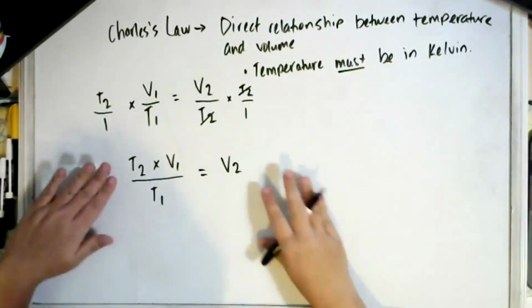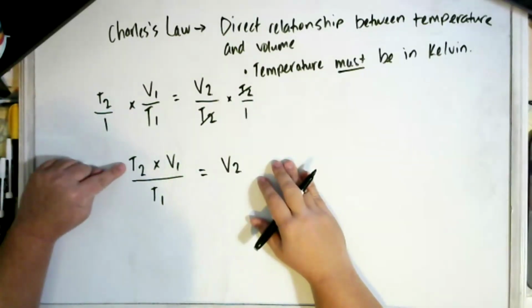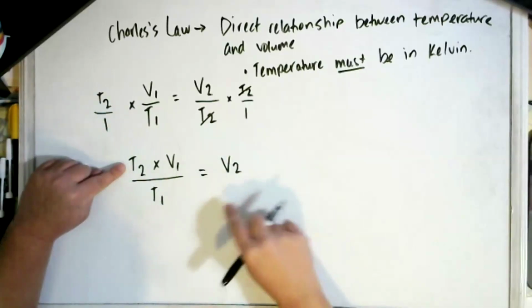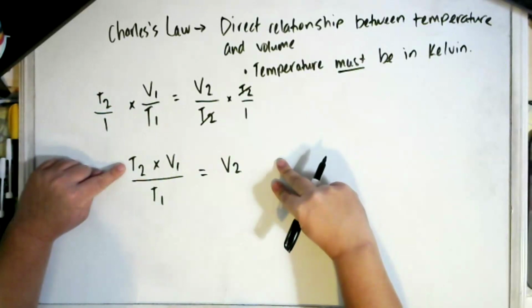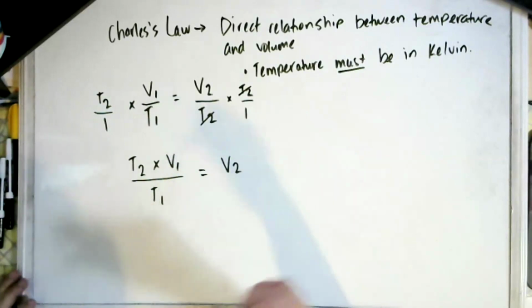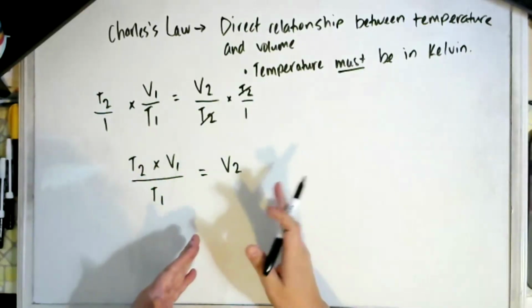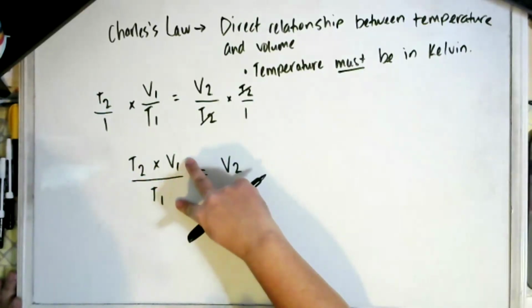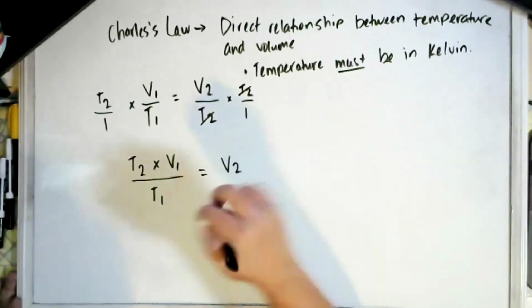But now that we have it set up like this, we've got our T2 value in the numerator spot. So now we can work on getting this stuff over to the other side. And how we're going to move it is we're going to multiply both sides by the reciprocal of the values that we want to shift over.